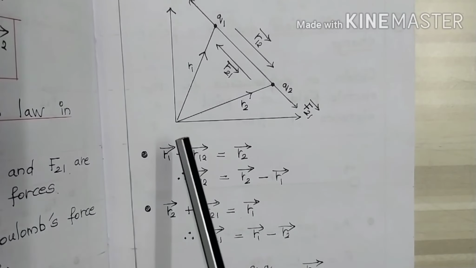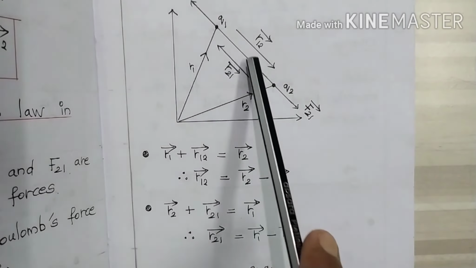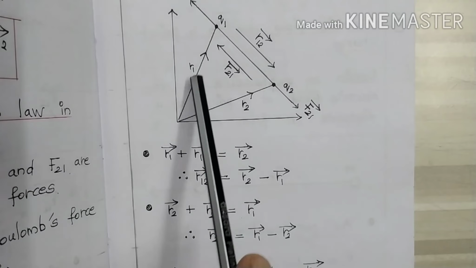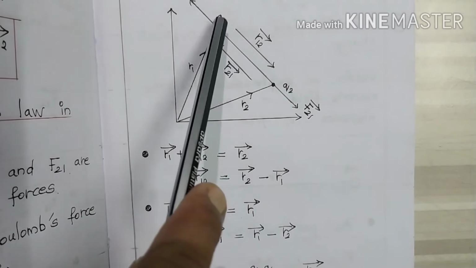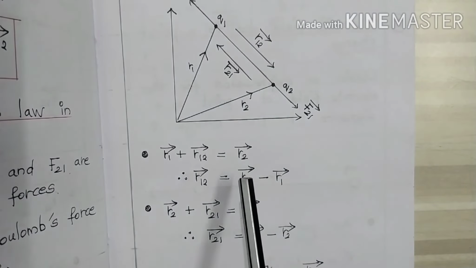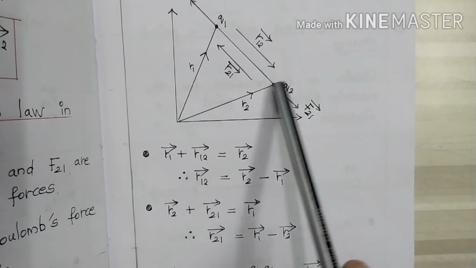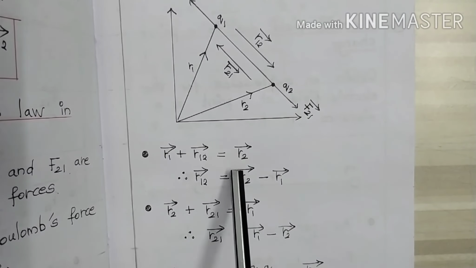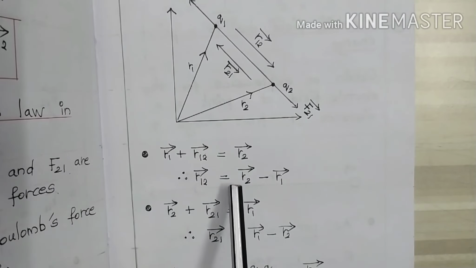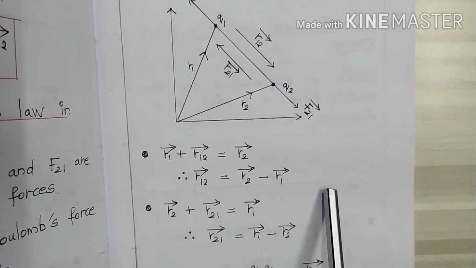Now let us recall the vector addition from 11th standard. First, I am going to take this clockwise direction. R1 vector plus R12 vector is equal to the third side of the triangle, R2 vector. So in the next step, therefore, R12 vector is equal to R2 vector minus R1 vector.